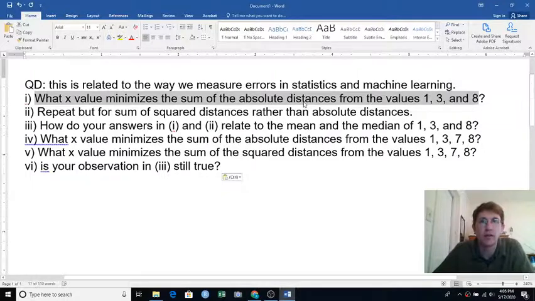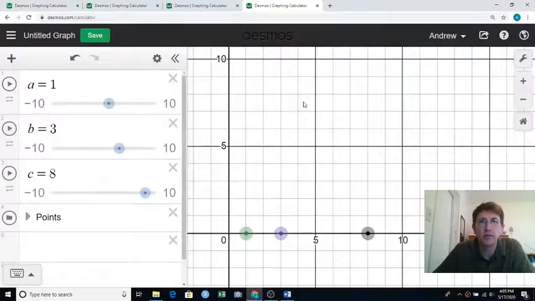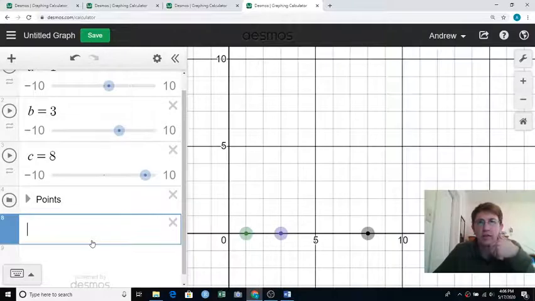So as you might guess, I've got this set up in Desmos. Here I've got the values 1, 3, and 8, and I can slide those if I need to later. And if I had to come up with one number that was as close as possible to the values 1, 3, and 8, what does it mean to be as close as possible? So in part 1 here, we're saying minimize the sum of absolute distances.